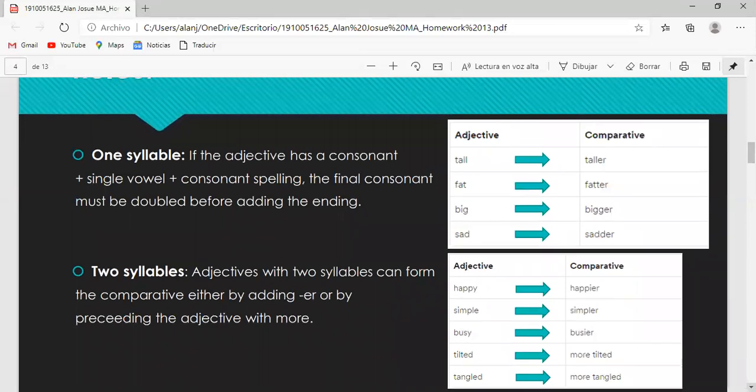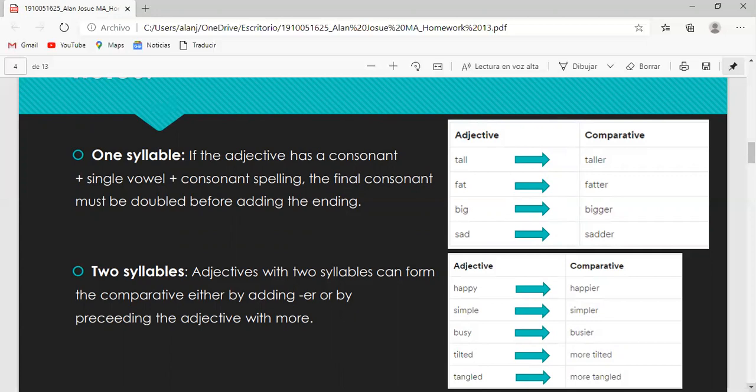Rules. For one syllable, if the adjective has a single vowel and a consonant, the final consonant must be doubled before adding the ending. Example: adjective tall, comparative taller; fat, fatter; big, bigger; sad, sadder.